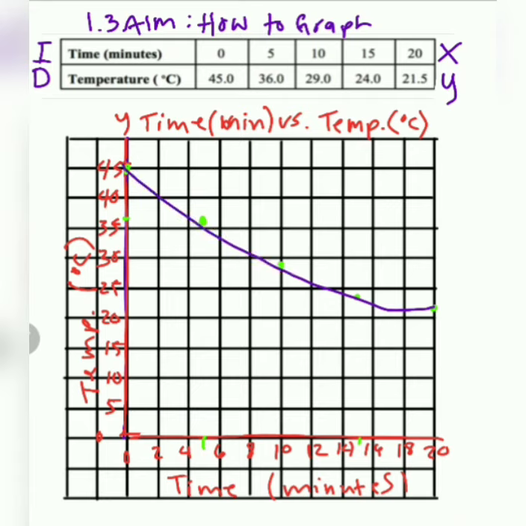Always use pencil because you need to be able to erase. So, sorry, I use this with my tablet pen, so the line isn't as beautiful as it should be. But all these points are actually hitting each other. Now, our last step, we need to look and see if it makes sense.